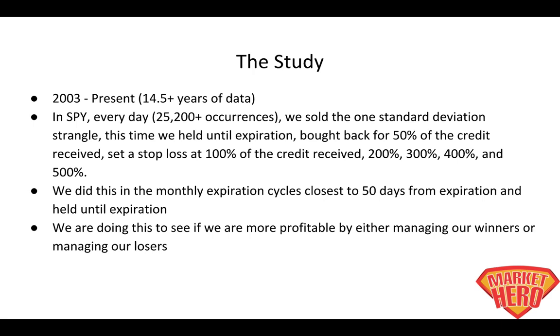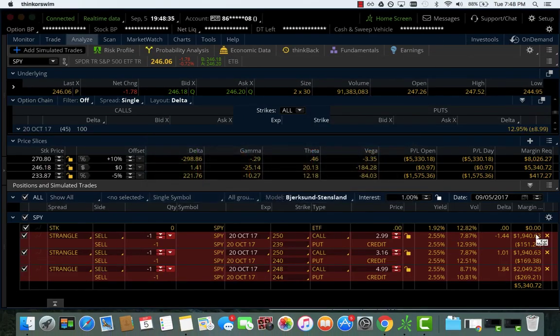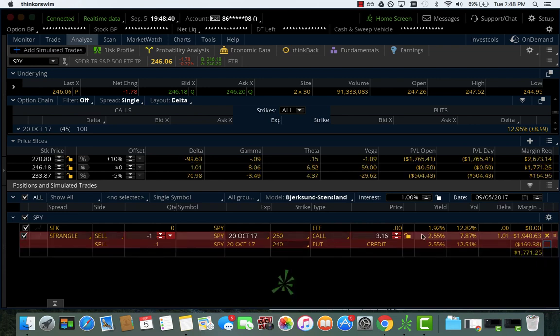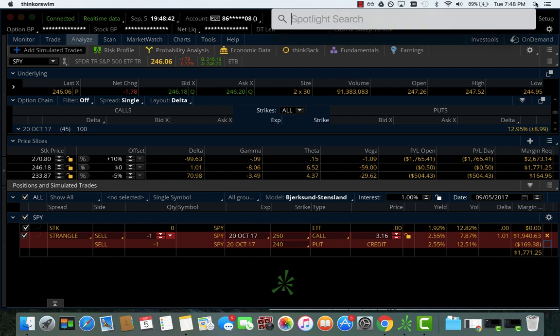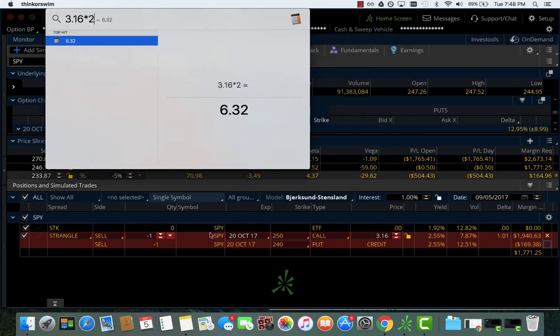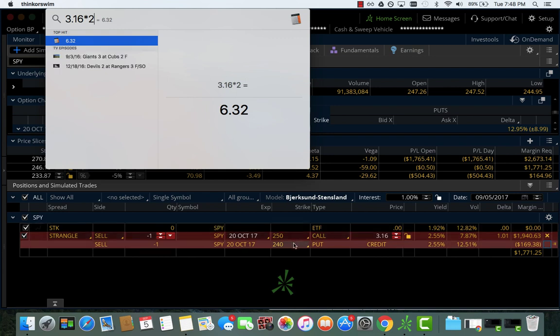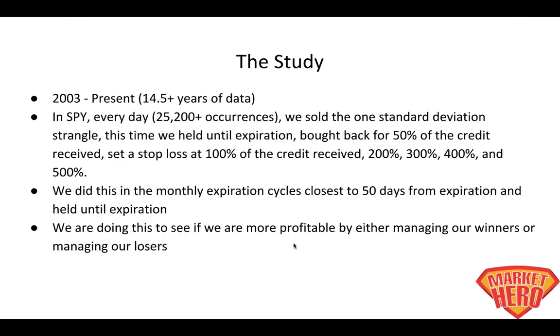Then we wanted to see about managing our losers. So we set a stop loss at 100% of the credit we received. So let's take a look and see what that actually is. In this case of the 316, if we're collecting 316, we're going to set a stop loss at 100% of that. So if the value of the 250 call and the 240 put ever got to 632, we would buy it back. That would be our stop loss. So that's one of the things we did. We also did it at 200%, 300%, 400%, and 500%.